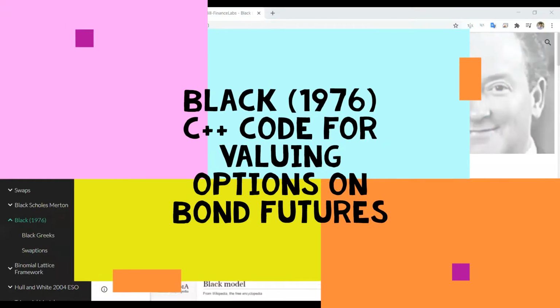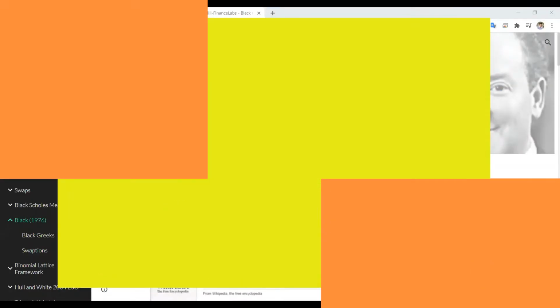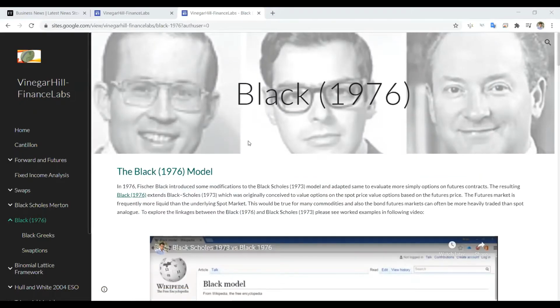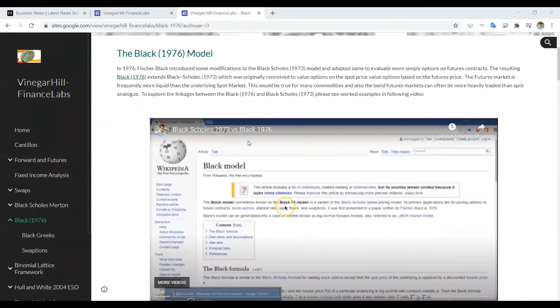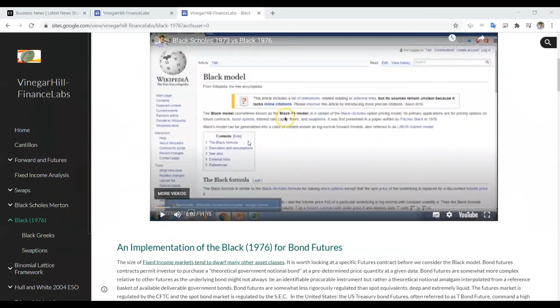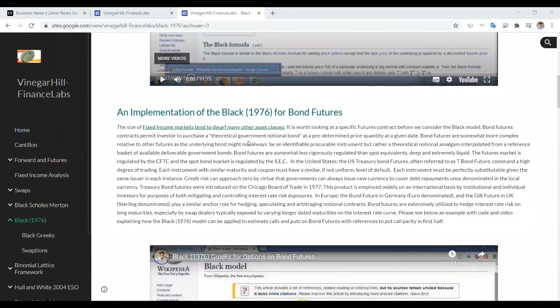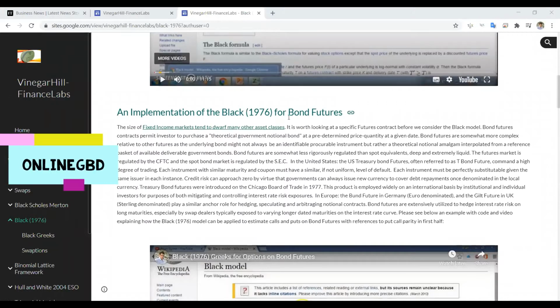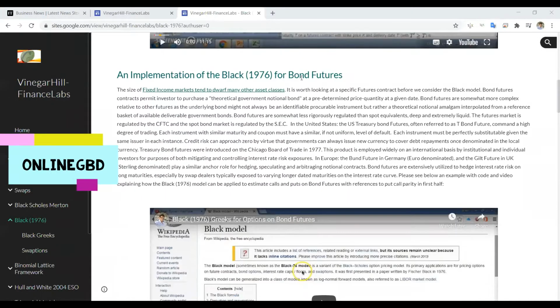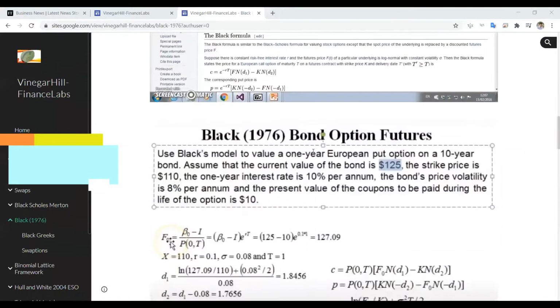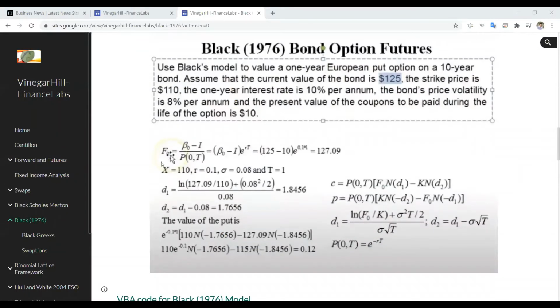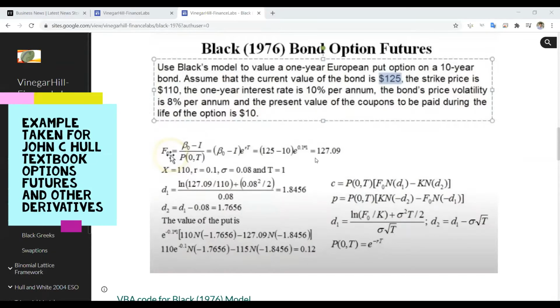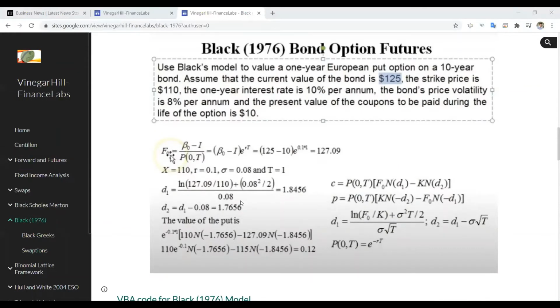Okay, so in this video, we're going to take a look again at the Black 1976 model, and we're going to take a snippet of C++ code and put it into an online compiler and run an estimation. So the motivating example is for a bond futures contract, and we're going to use these parameter values, which we extracted originally from John C. Hull's textbook, Options, Futures, and Other Derivatives.